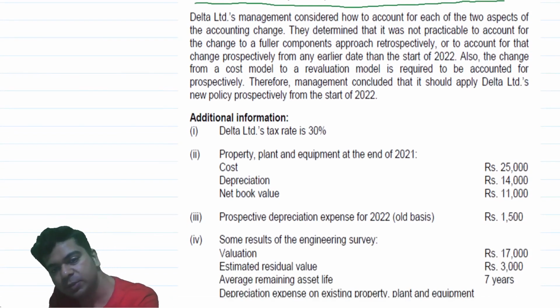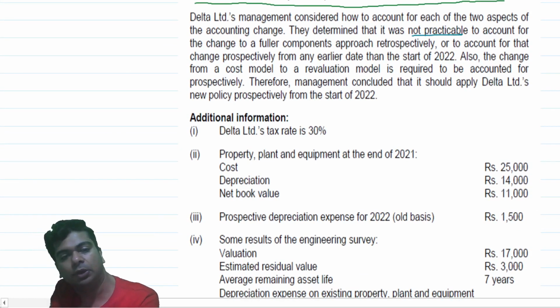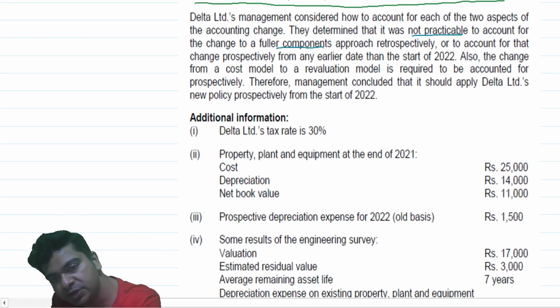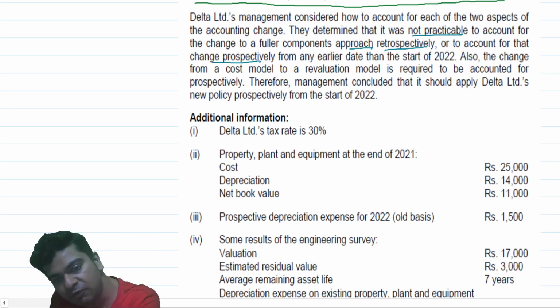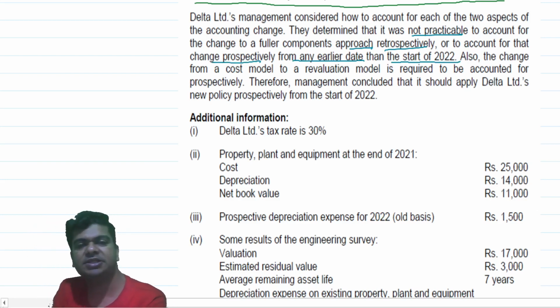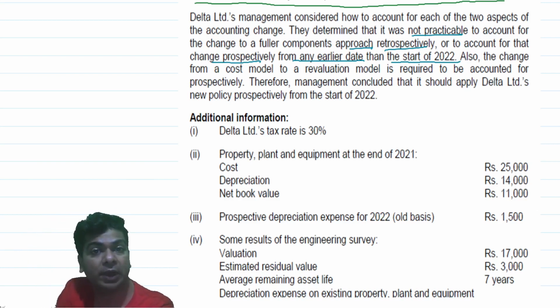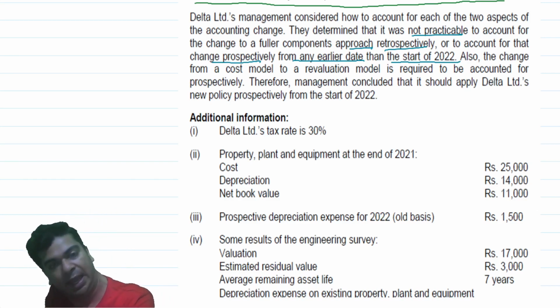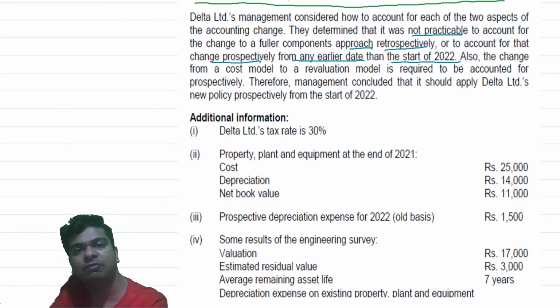Delta Limited's management considered how to account for each of the two aspects of the accounting change. They determined that it was not practicable to account for a change to a fuller components approach retrospectively, or to account for that change prospectively from any earlier date than the start of 2022. I am doing this business since last 10 years. It means if I am changing the accounting policy, I have to do retrospective calculation for the last 10 years. But then I realize that this is not practicable. Then the next question will be that from what date will it be practicable?